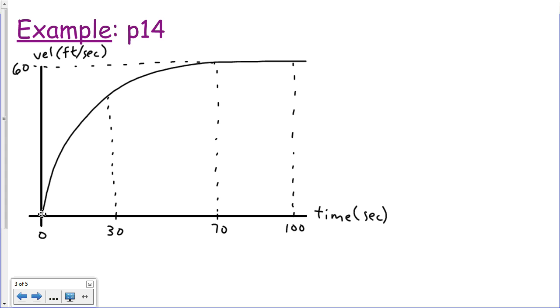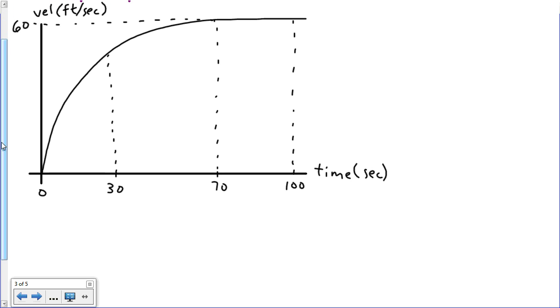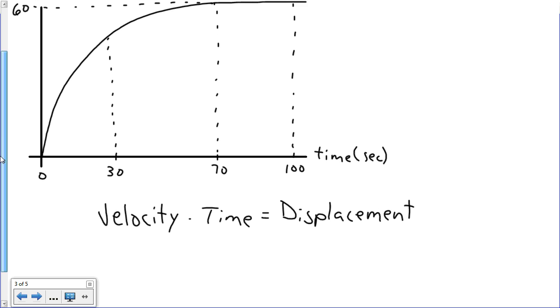So if we recall some work that we've done in physics, or in previous math classes for that matter, we should recall that velocity times time will give you your displacement. In this case, though, since our velocity is positive, it's also going to give us the distance. So if I have those two numbers, I could punch them in here and find the displacement.